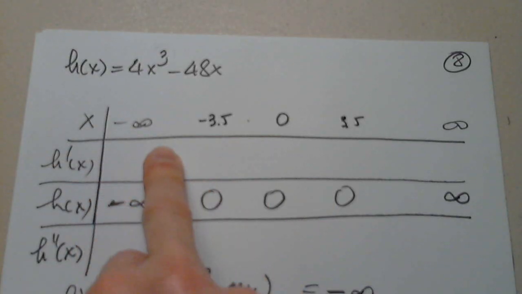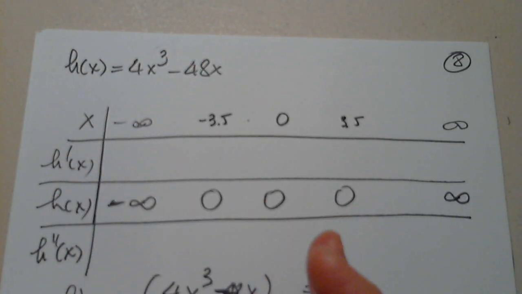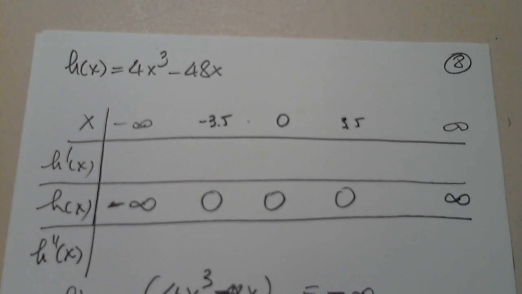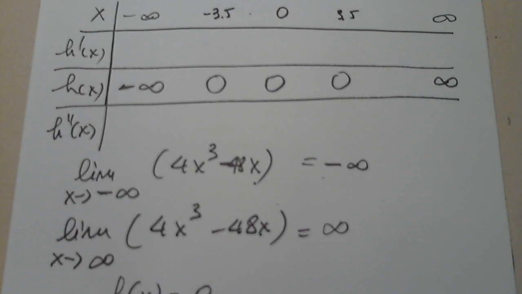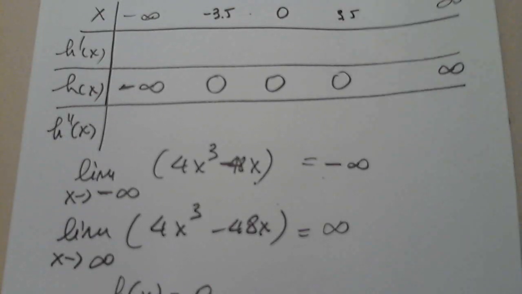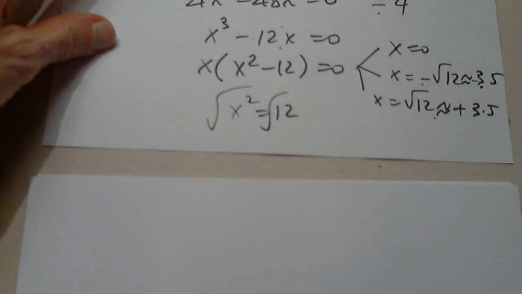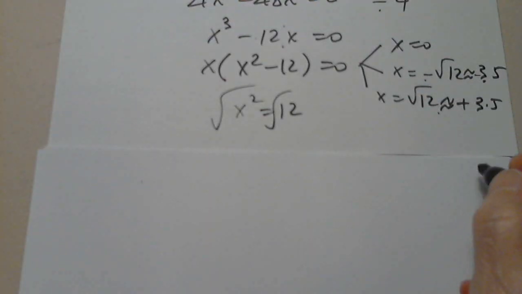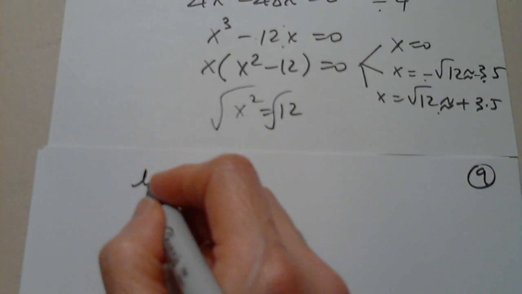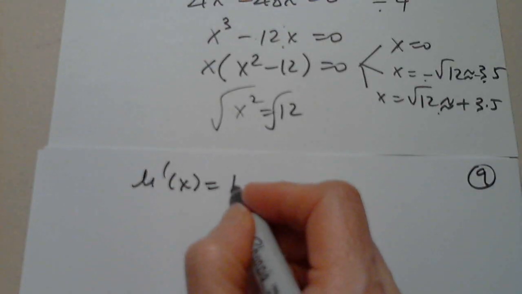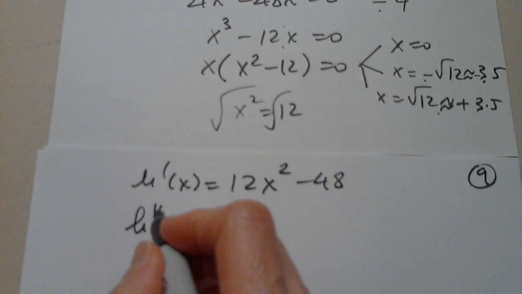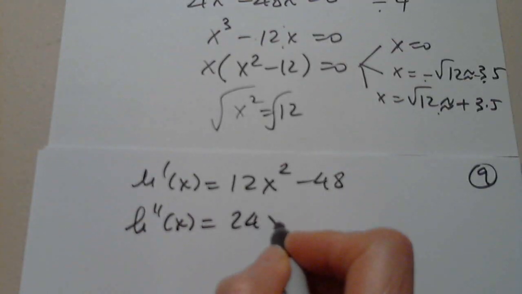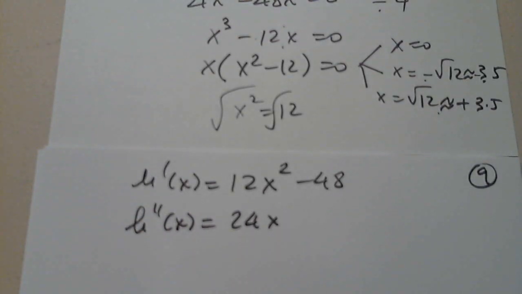Now I have to go to this first derivative and try critical numbers, and then the second derivative and find those critical numbers which will probably turn into inflection points. So I continue with the function. So h prime of x equals 12x squared minus 48, and the second derivative 24x and nothing else.